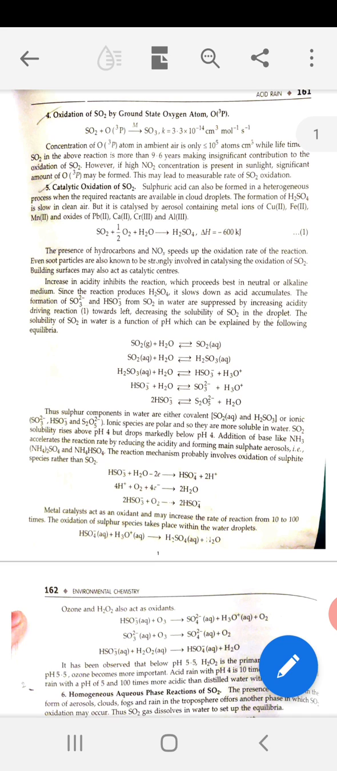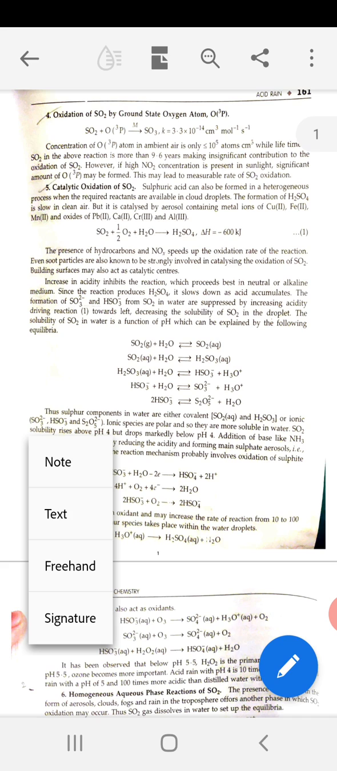Today I am going to start lecture number 3 of the chapter Acid Rains. This is a general paper of environmental chemistry. In the last two lectures, we have studied what acid rains are and what the different acids are which are formed due to impurities in the environment which make the rain acidic.